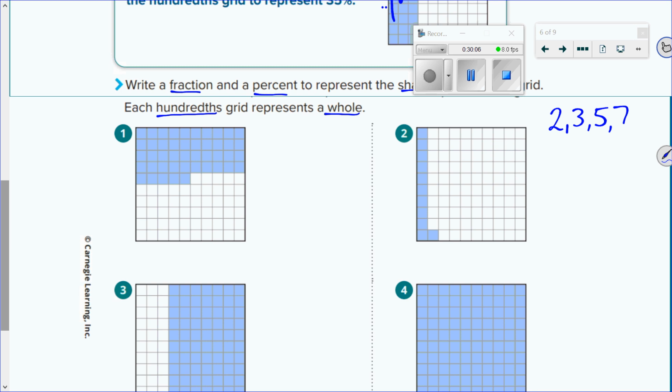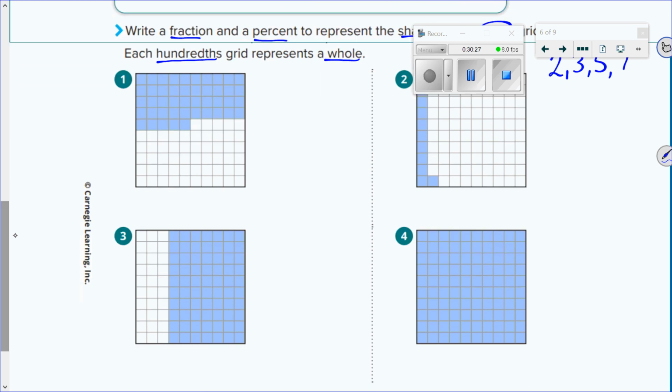write them down again. Here's one of the keys. Percent means out of 100. So I'm not going to use 3s or 7s for simplifying the fraction pieces. Because my denominator is 100, I really only have to focus on the 2s and 5s. Okay? So you got 4 of them to do.